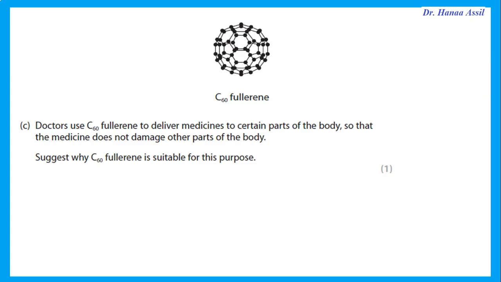Doctors use C60 fullerene to deliver medicines to certain parts of the body so that the medicine does not damage other parts of the body. So why is C60 fullerene suitable to be used to deliver medicines? Well, one of the reasons could be because it's not reactive, so it is not toxic, it would not react with anything in our body. So that is one reason. Another reason could be it is small and it can take the medicine into it and go through the body so that it delivers the medicine to a specific part of the body.